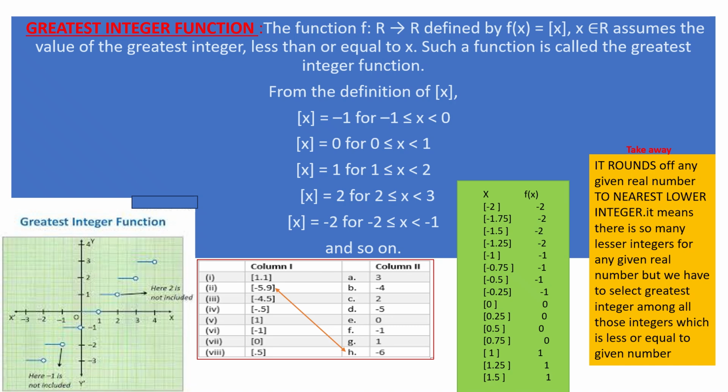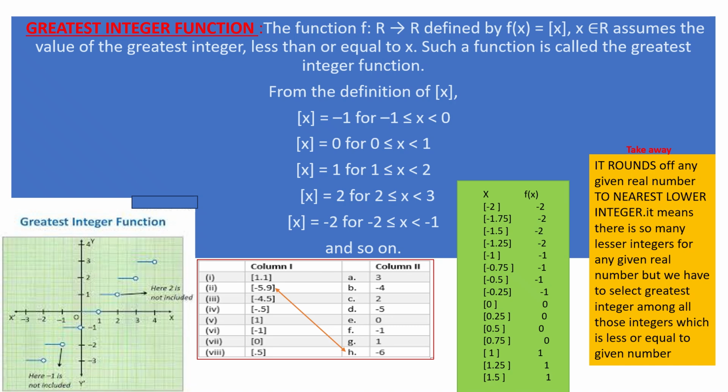So basically it means that it will round off any given real number to the nearest lower integer, because there are so many lesser integers for any given real number, but we have to select the greatest integer among all those integers which is less than or equal to the given number. This is the meaning of the greatest integer function.